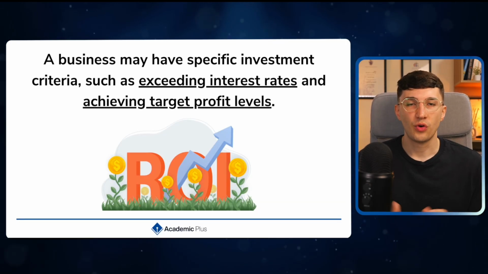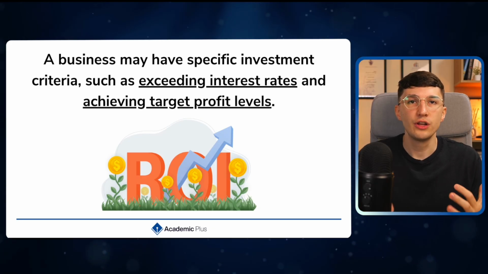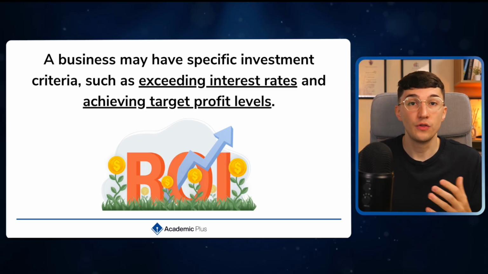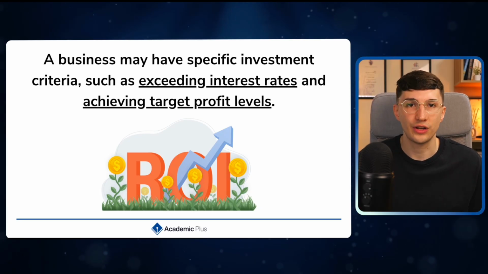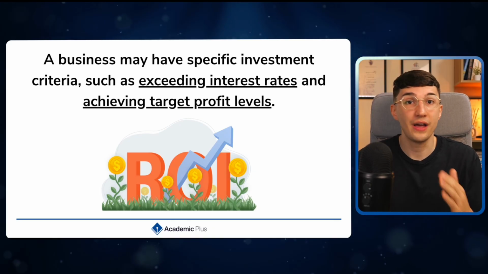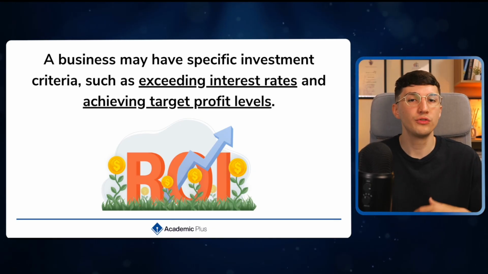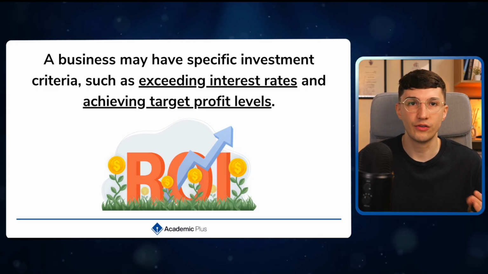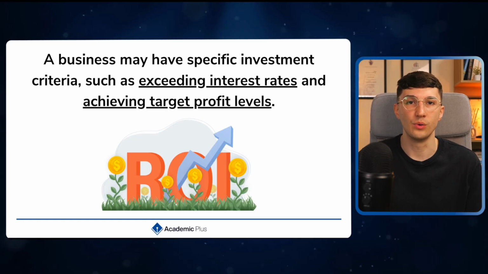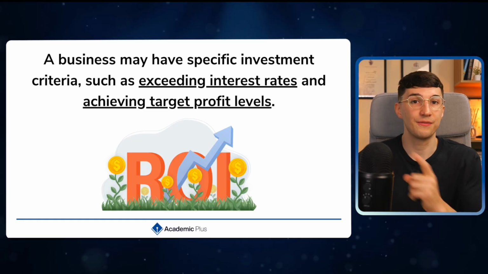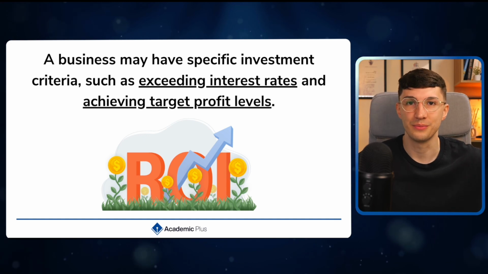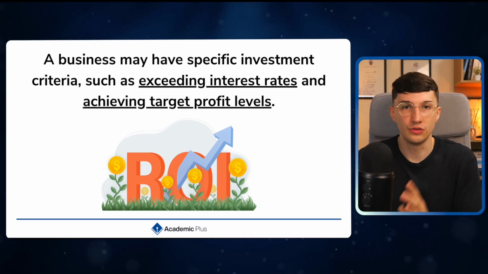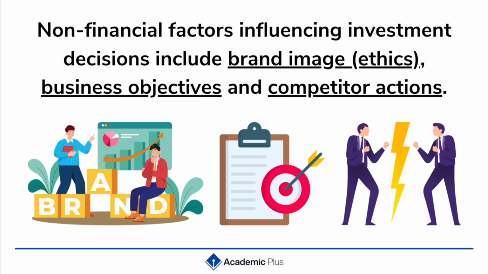Now, when we look at the investment criteria that a business may have, it's essentially why are they investing in this project? Do they have a specific goal in mind? So they may look at a project that exceeds the interest rate, so having an average rate of return that is higher than interest rates. Or they may want to achieve a specific target profit level. So they may have the investment criteria of having a high net present value, for example. So they only invest in certain projects if the net present value is higher than £100,000. Or they may decide to say, we only invest in a project that has a payback period of under 2 years.